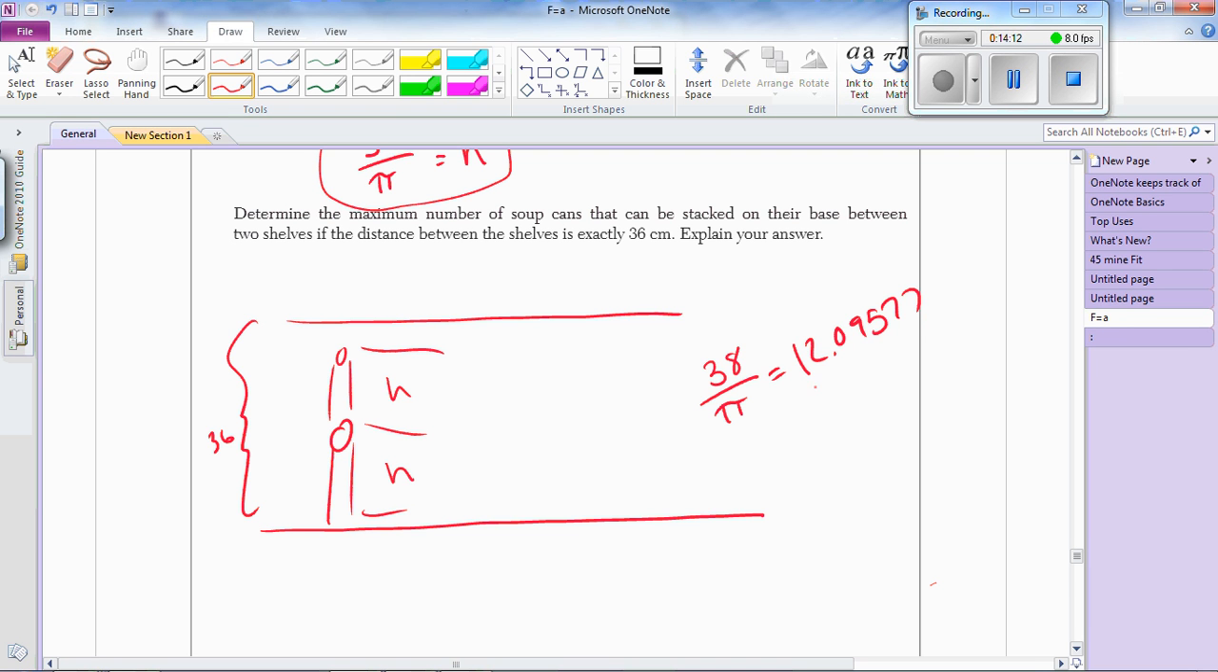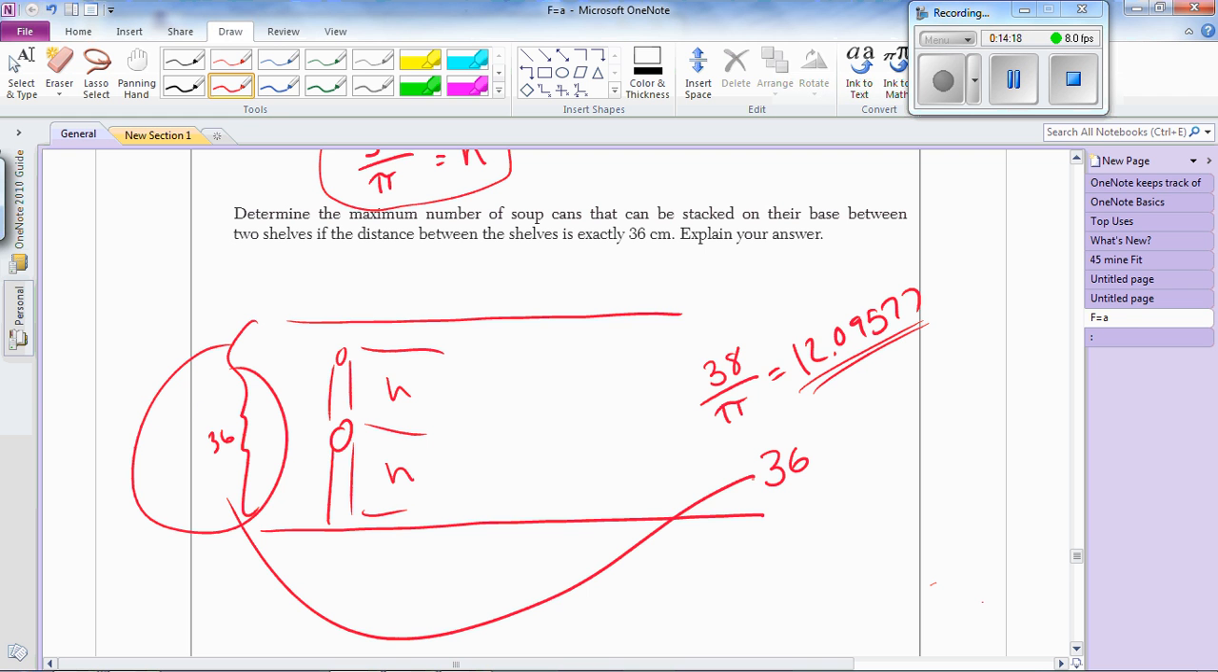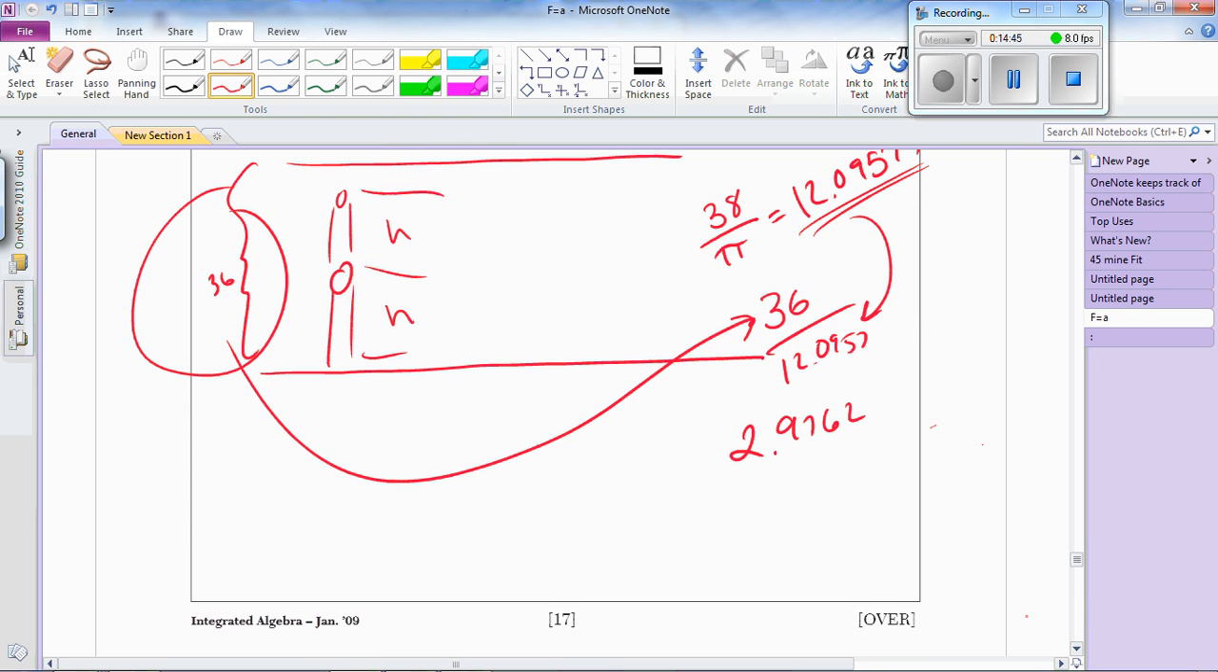So each can is a little over 12. If I take 36, which is the number of inches here, and I divide by 12.09577, it's got to be 2 something. I get 2.97. So unless you step on a can and shrink it just a little bit, you're not going to get that third can. So only 2 cans fit.